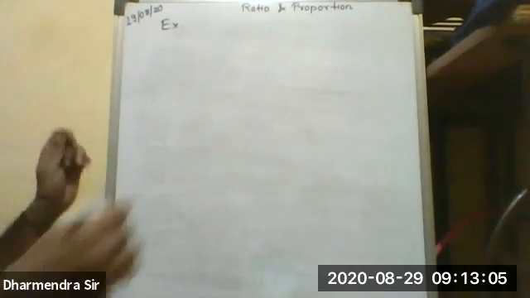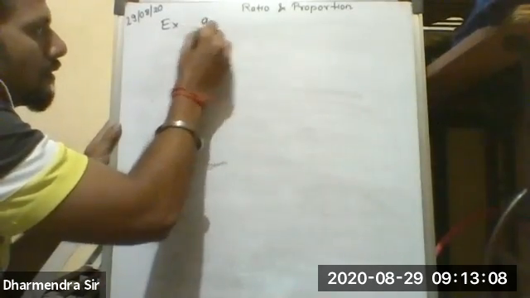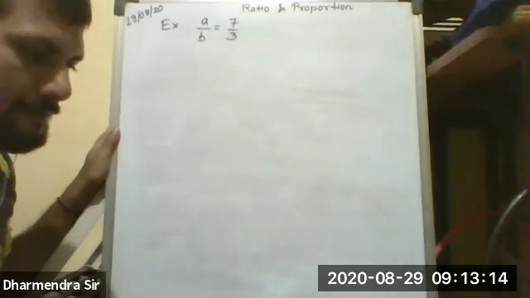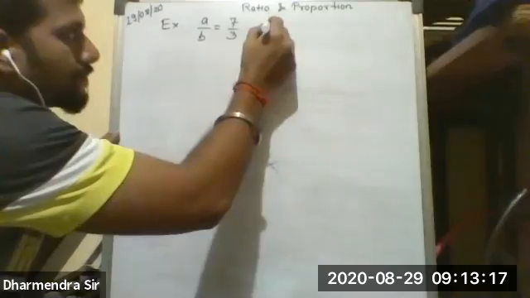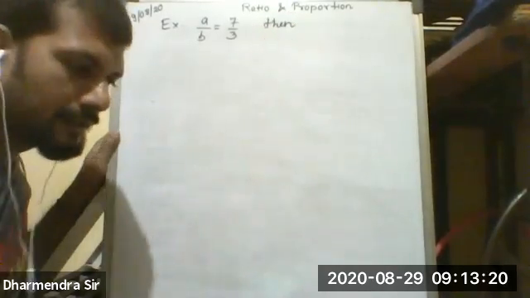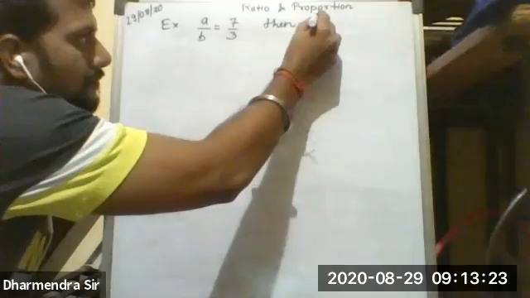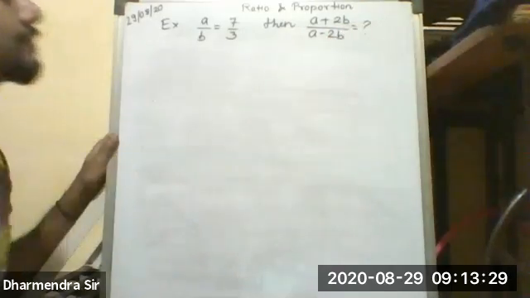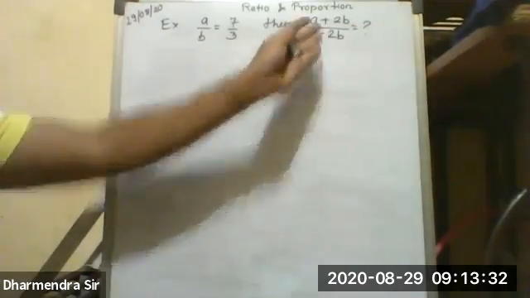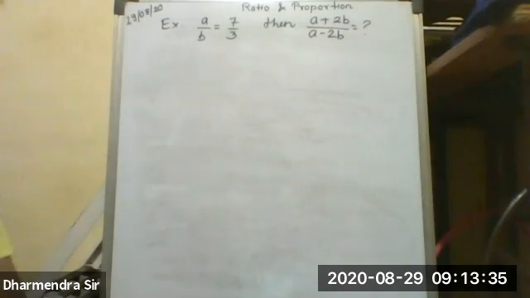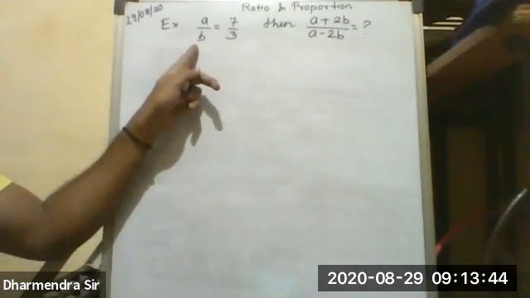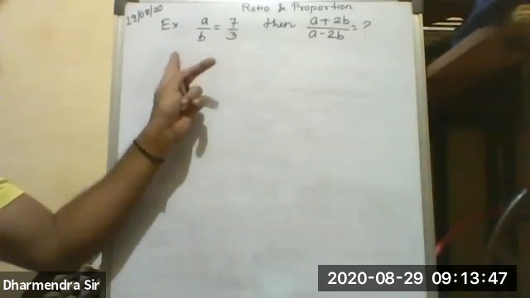So now, what is given? If a by b is equal to 7 by 3, they're asking us to find the ratio a plus 2b upon a minus 2b. So as we know, clearly this is a case of componendo and dividendo. Only thing is that we don't have 2 here in the denominator. In order to get 2 in the denominator, what we need to do? We need to multiply the denominator with 2 on both sides.